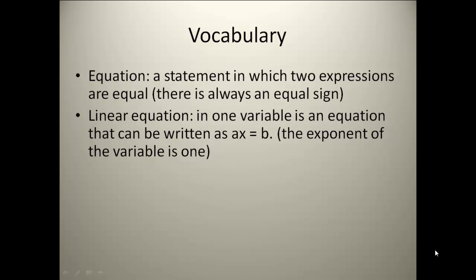A linear equation is an equation in one variable, and it can be written as ax equals b. Now the key to being linear is that the exponent of the variable is 1 and only 1. So even though we don't see an exponent here, when there's not an exponent present, it's assumed to be a 1. Now if this was x squared, we would not have linear. That's a different equation.